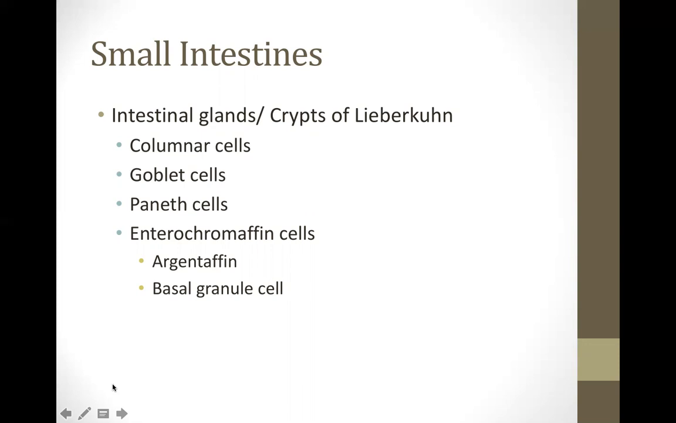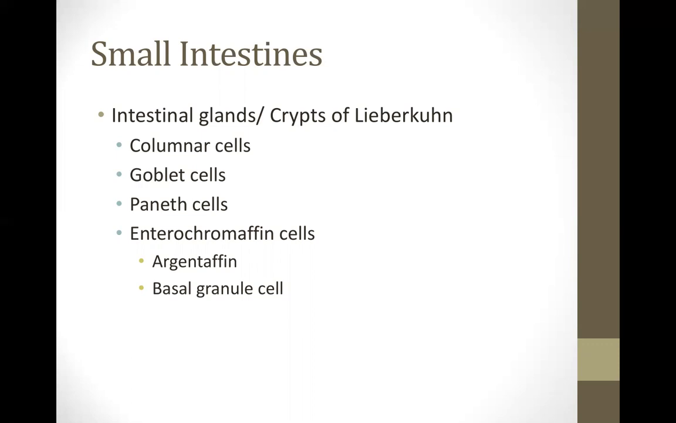Like in the stomach, when there are glands, there are also cells. So these are the cells of the small intestines. Number one, you have your columnar cells. Your columnar cells are also known as your enterocytes, and that is the parenchyma of the small intestines, the enterocytes.